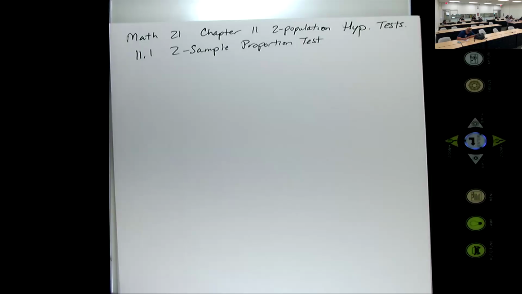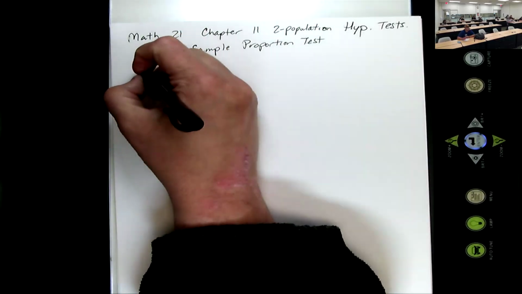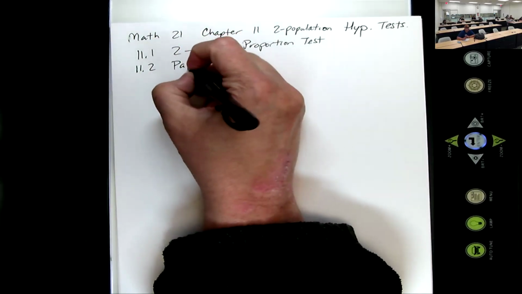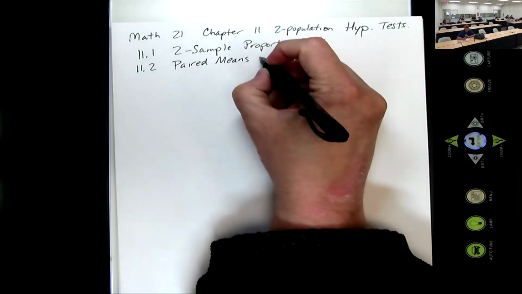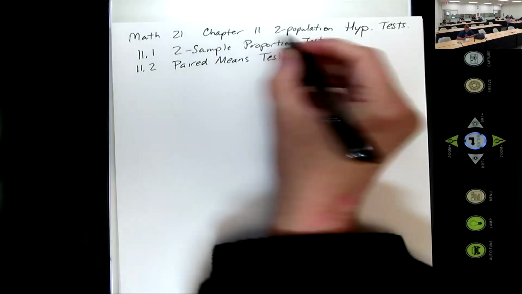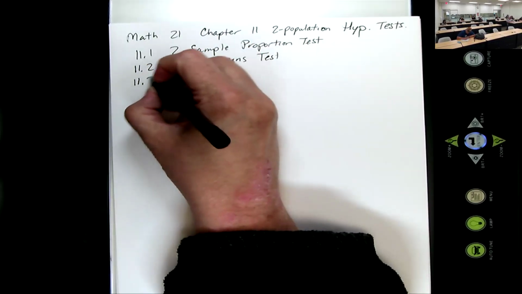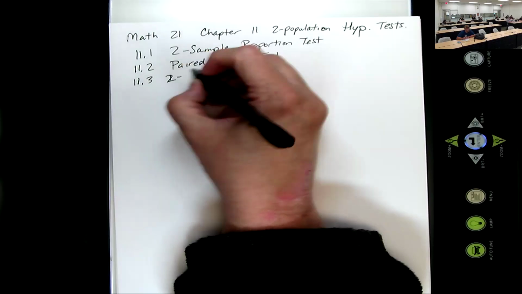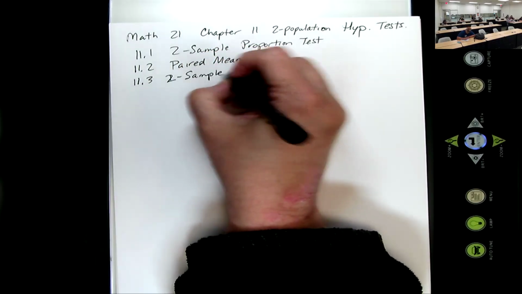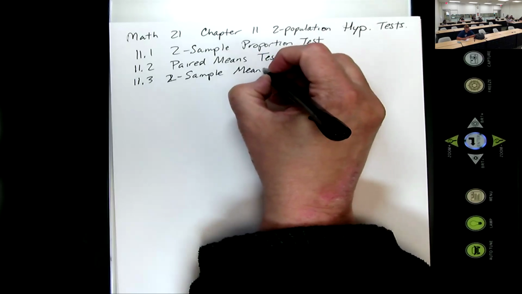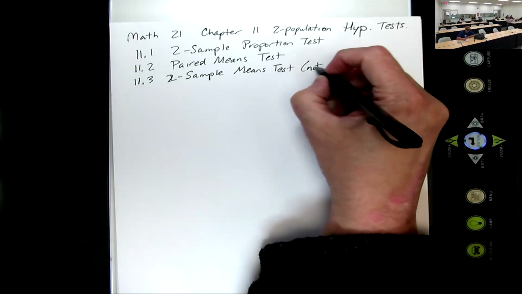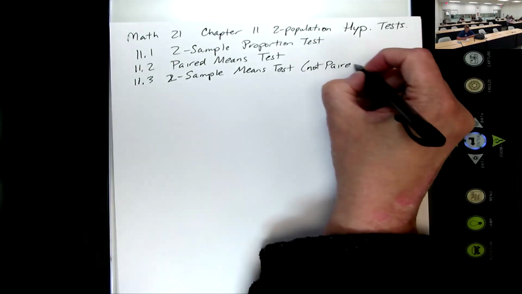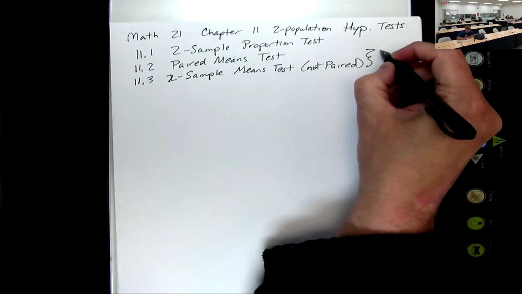Next week, we will do 11.2 and 11.3 together. 11.2 is on a paired means test. So we're working with means, but there's a connection between the samples. And 11.3 will be a two sample means test. Not paired. And that'll be next class.